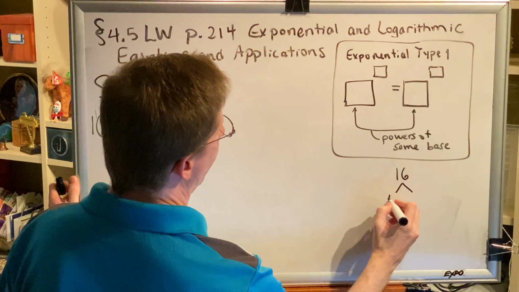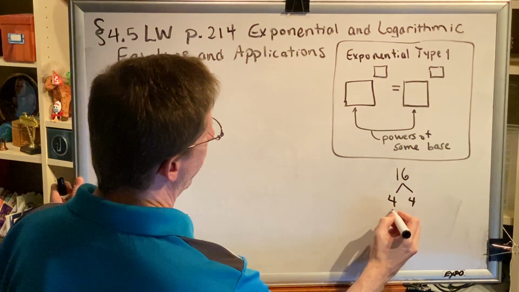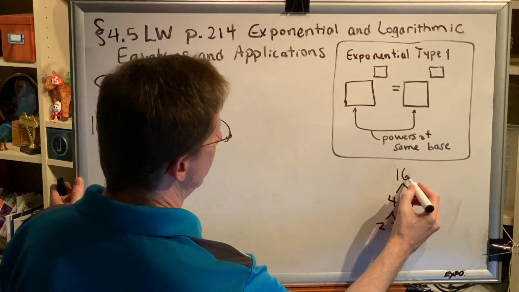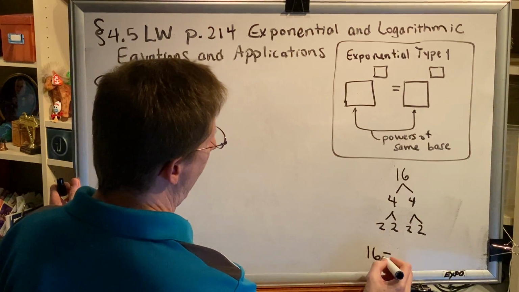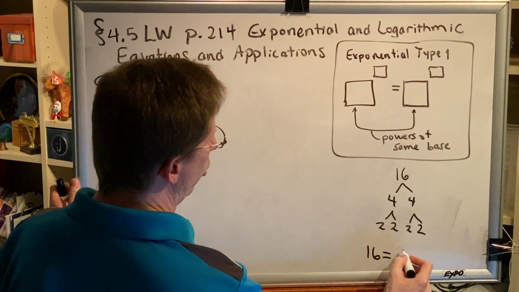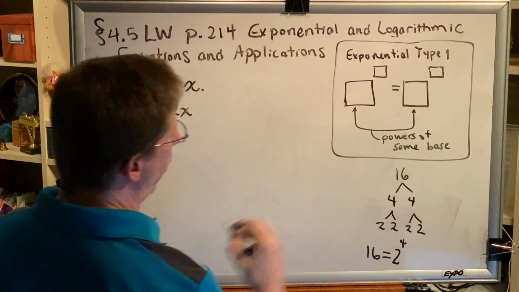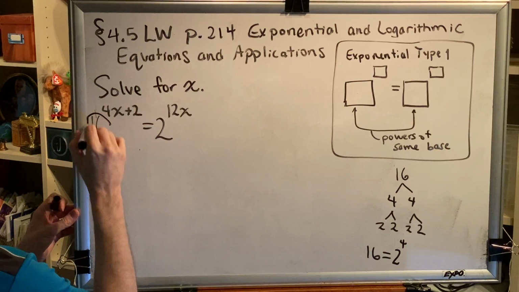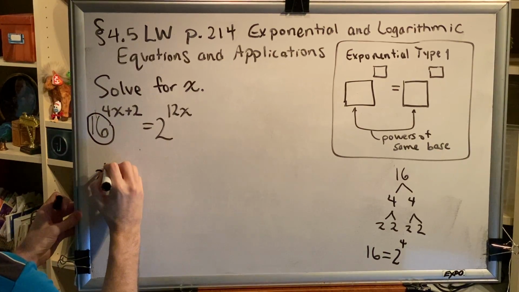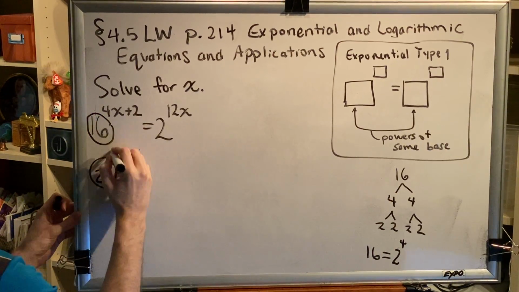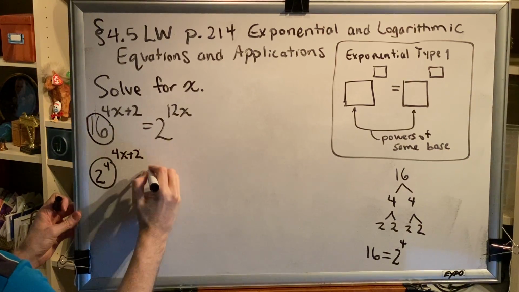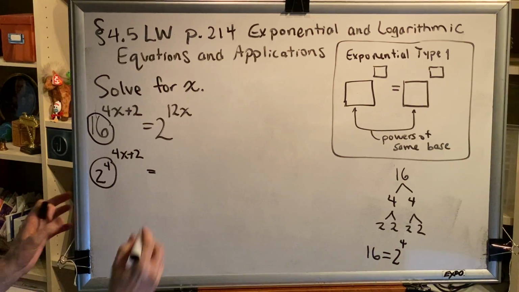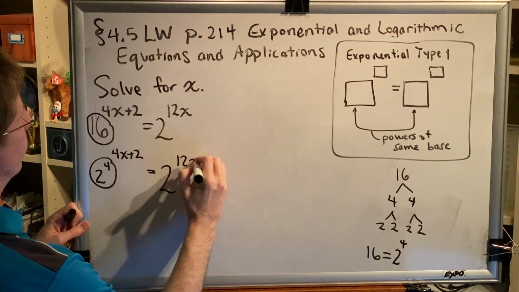16 is the same thing as 4 times 4. 4 is the same thing as 2 times 2. So we could say that 16 is the same thing as 2 times 2 times 2 times 2, which is 2 to the 4th power. So what we're going to do here is replace this 16 with 2 to the 4th power. So instead of 16 being raised to the 4x plus 2, it's going to be 2 to the 4th raised to the 4x plus 2. On the right side, we're not going to make any changes.